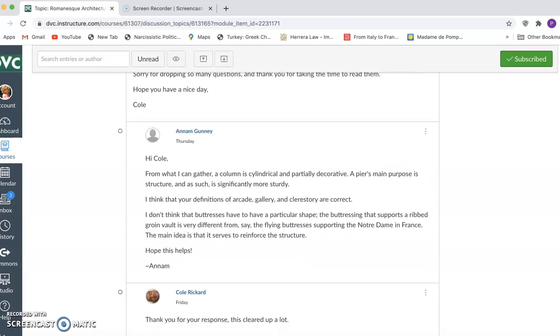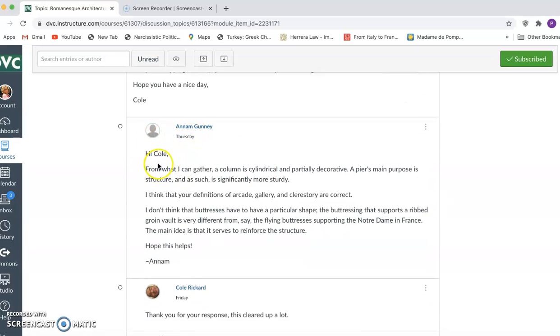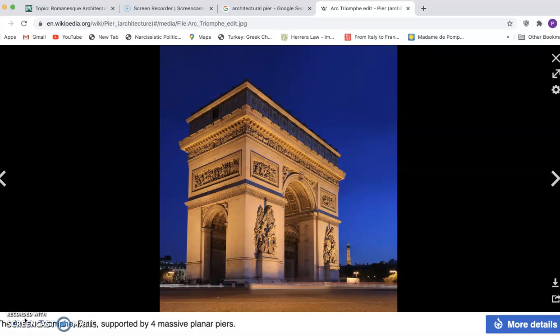So Cole got a very helpful response from Anam, who said, from what I can gather, a column is cylindrical, yes, and partially decorative, potentially, right? So, columns are often used to be sort of pretty in their rhythmic repetition. A pier's main purpose is structure, and as such is significantly more sturdy, yes. A pier is very much a hefty block that is a support. So a pier usually implies the massive major support, the hefty structure that does the big job of carrying the weight of what's above it.